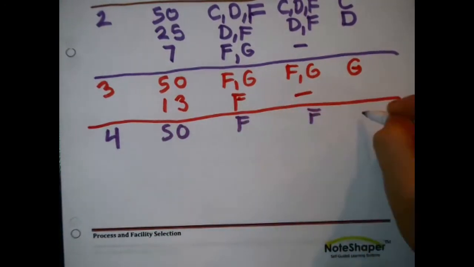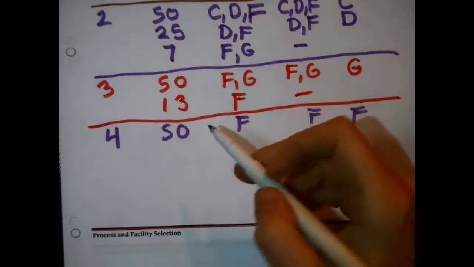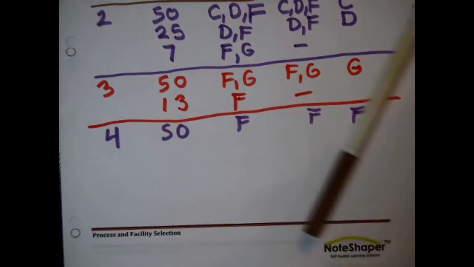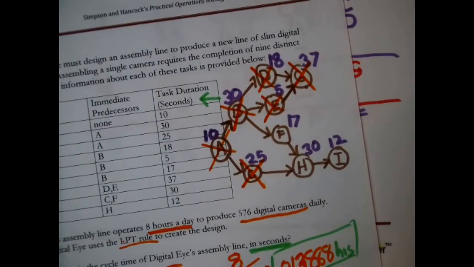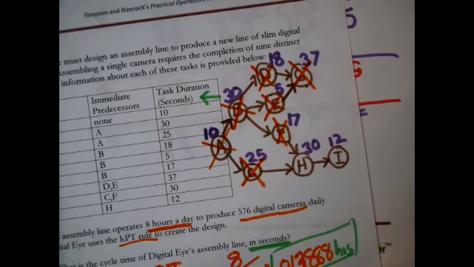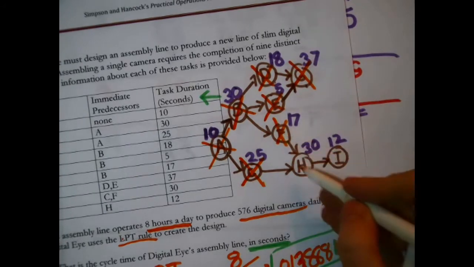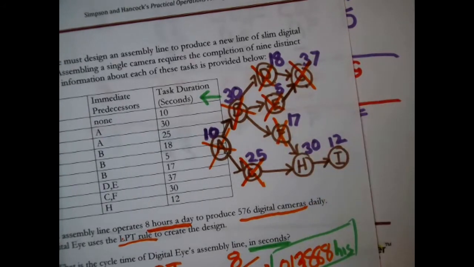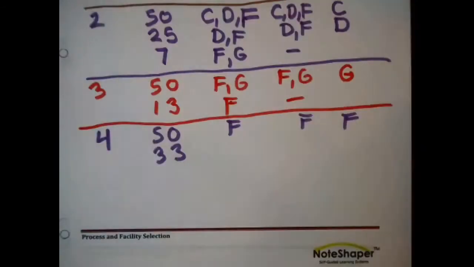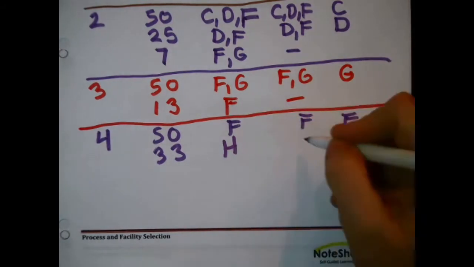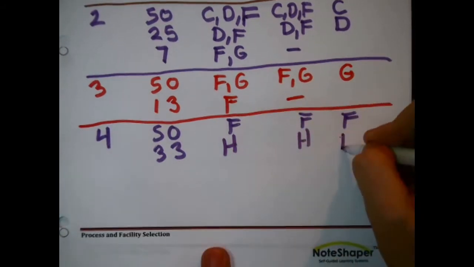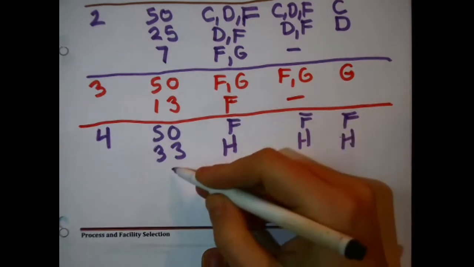Finally, F gets to go ahead. F gets assigned. F is 17 seconds, which means that there'll be 33 seconds left. Now, who's eligible? F is finished. Well, finally, now that F is finished, we can add H to the list, because both C and F have already been assigned. So now H becomes eligible. Will H fit? It's 30 seconds long. Yes, it will fit. So at least it will fit at this workstation, leaving 3 seconds.